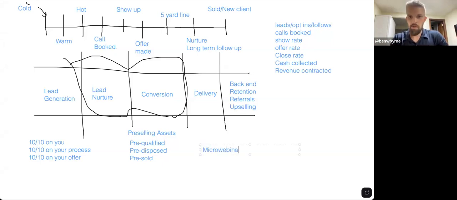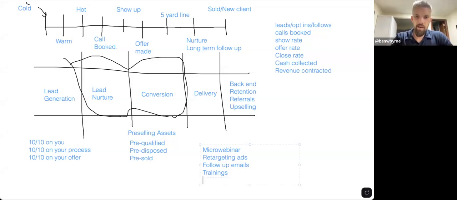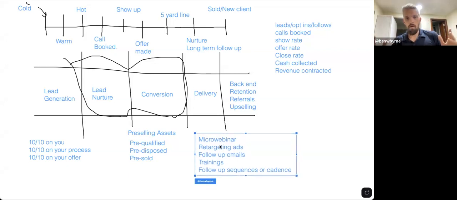So for example, we can have a micro webinar. This can go into a few things, I won't really break it down. We can do retargeting ads, follow-up emails, just different trainings, sequentially creating trainings based on their biggest pain points and objections. That's a great idea to nurture people. And then just having follow-up sequences, but really just having a strong follow-up cadence, right? These are all some things we can do to just get more out of the leads that you have now.